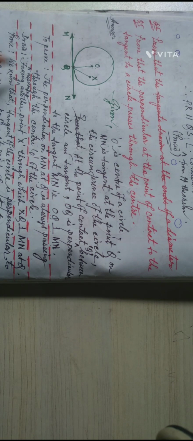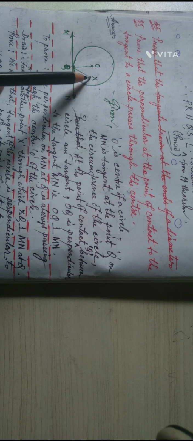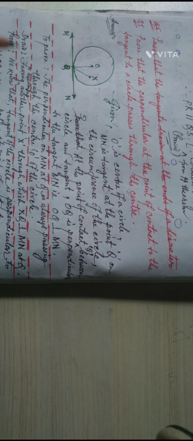Now, taking or assuming another point X through which we draw a perpendicular XQ. By assuming, which is not possible, we know that, but in assumption we have to take XQ perpendicular to MN at the point Q, and we have to prove that X and the center O are the same point.